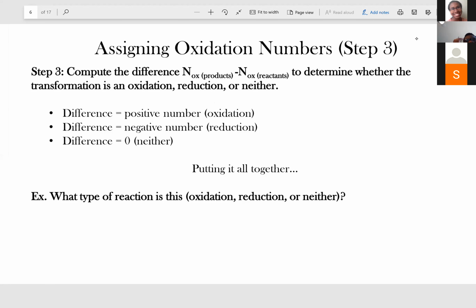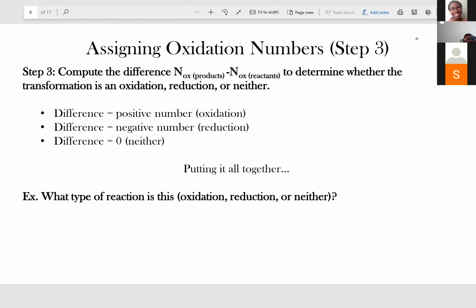And so then the final step in assigning oxidation numbers is that we're going to find the difference between the oxidation number of our products and the oxidation number of our reactants to determine whether the transformation was an oxidation, reduction, or neither. Right? And if that difference was a positive number, that's going to be an oxidation by whatever that number is. So if we had a 4 electron difference, it's going to be a 4 electron oxidation. And if that difference is a negative number, it's going to be a reduction. And if that difference is a 0, it's going to be neither.